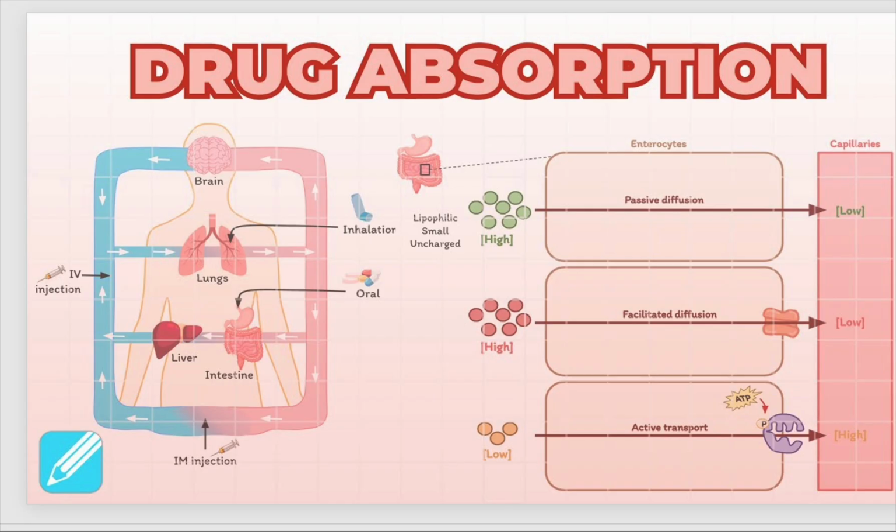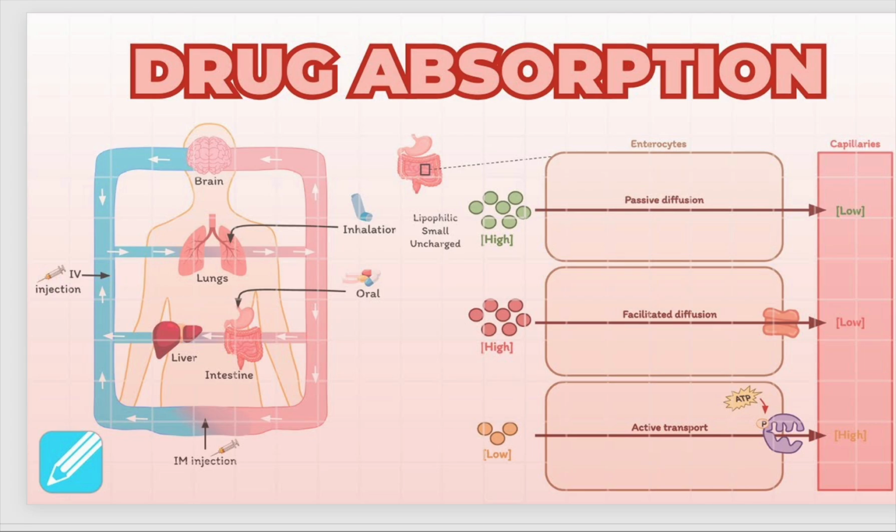So after administration, like we discussed in last class and in previous slides, there are different routes of administration. Now, what is drug absorption? Once the drug is in our body after administration, the movement of the drug from its site of administration into the bloodstream, making it available for various body organs and tissues, is called drug absorption.